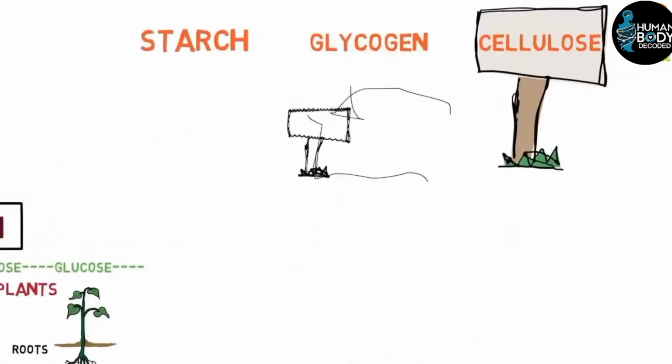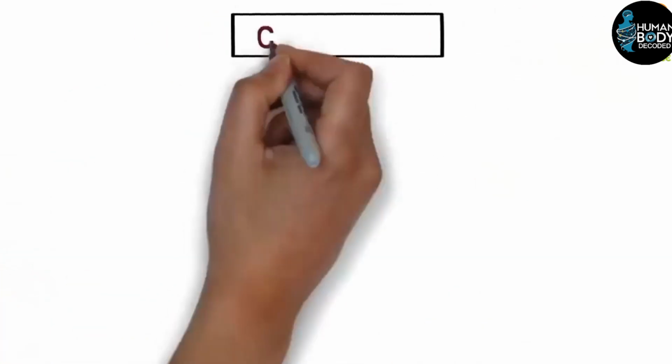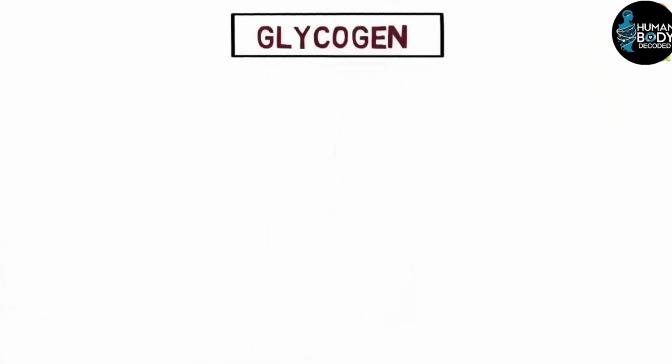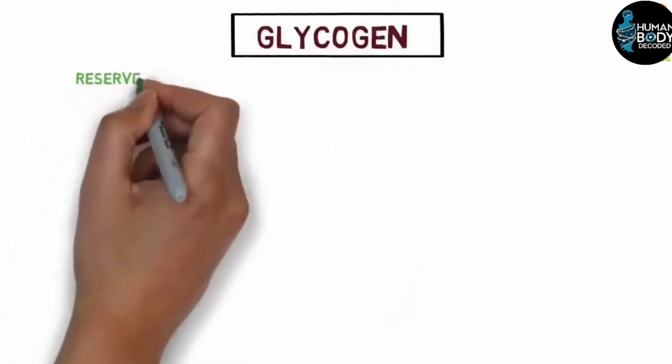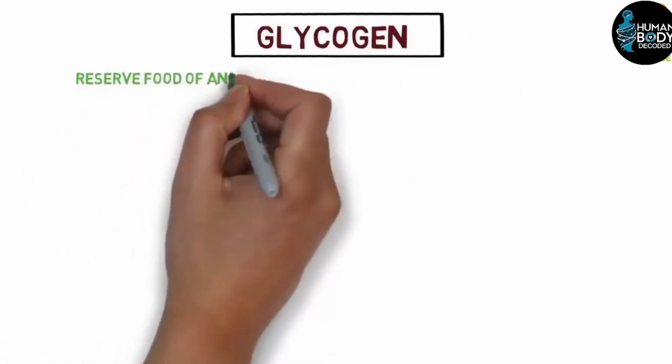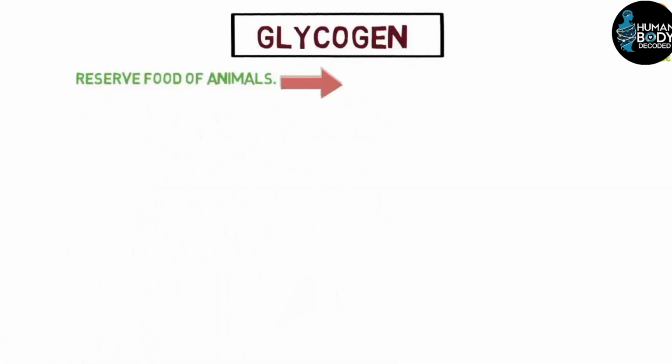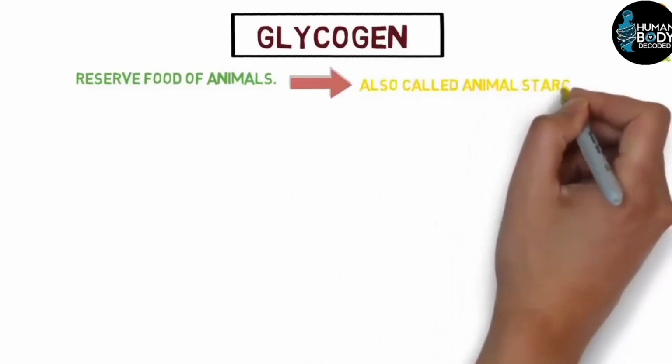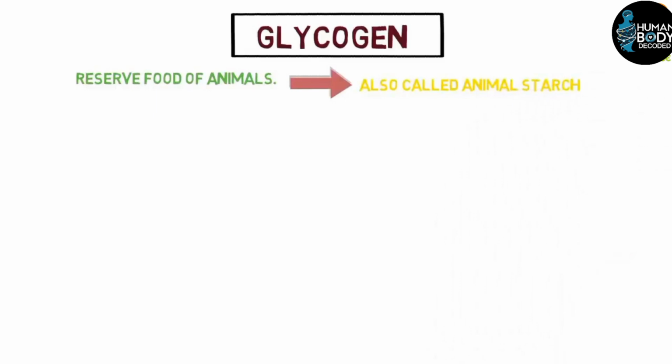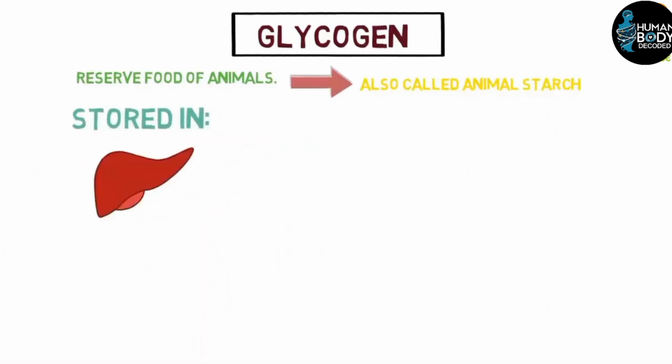Now, moving on to the second classification, glycogen. Just as starch is a reserve food for plants, similarly, glycogen is a reserve food for animals. That's why we call it animal starch. Of course, animals don't eat all the time. So, when they don't eat, they still need energy. Did you know where this energy comes from? It comes from this reserve food. And where do animals store this reserve food? They store it in their liver and muscles.